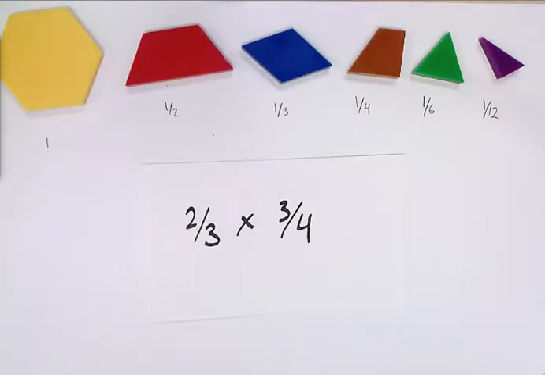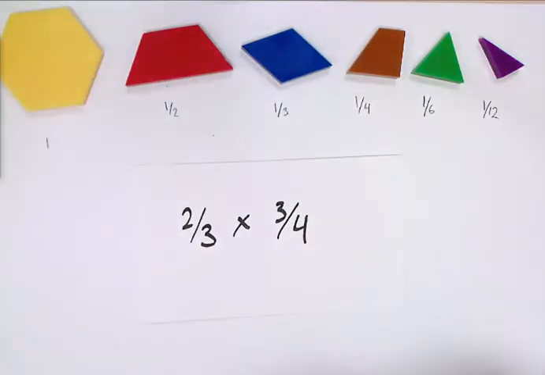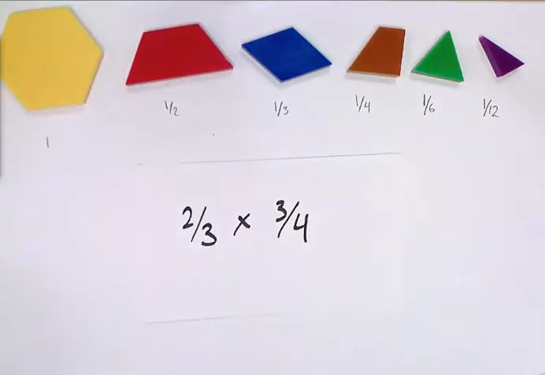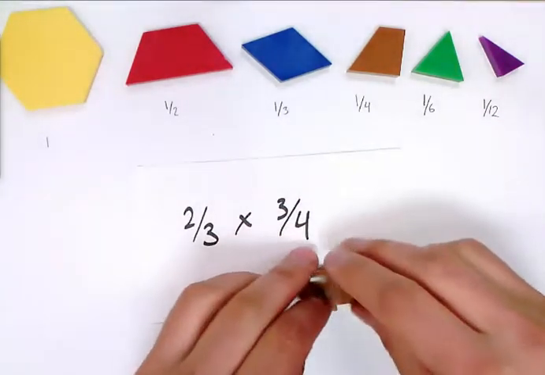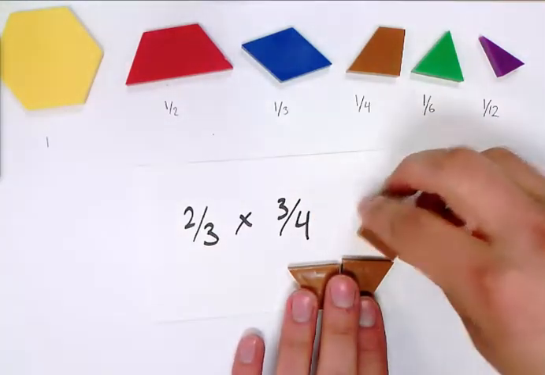For the next one, we're looking at 2/3 of 3/4. So let's get 2/3. Here's 2/3. Oops, sorry, 3/4 first. We're going to go 3/4 because we want 2/3 of 3/4. So we're going to first get 3/4. Here we go. And now I want 2/3 of this 3/4.